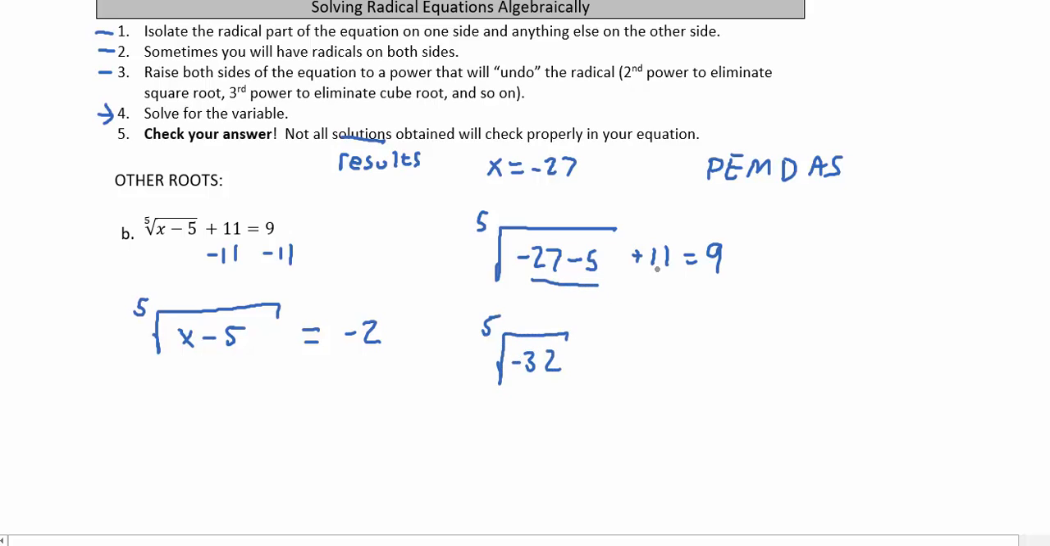The fifth root of negative 32 plus 11 equals 9. The fifth root of negative 32 asks the question, what number do I multiply by itself, fill in the blanks, 5 times to get a result of negative 32? And it turns out that the number negative 2 is the answer to that. The reason I know is that if you multiply negative 2 by itself 5 times, you do indeed get negative 32. And that means the fifth root of negative 32 is negative 2.